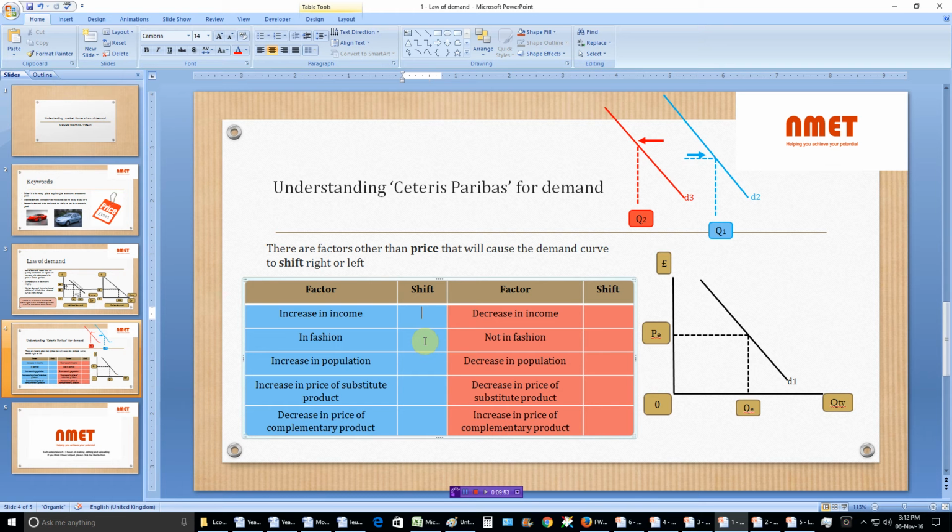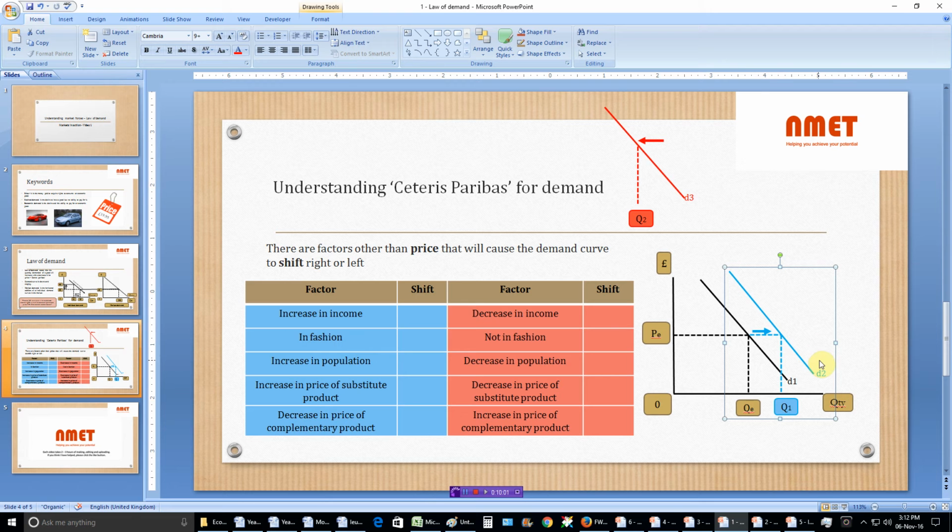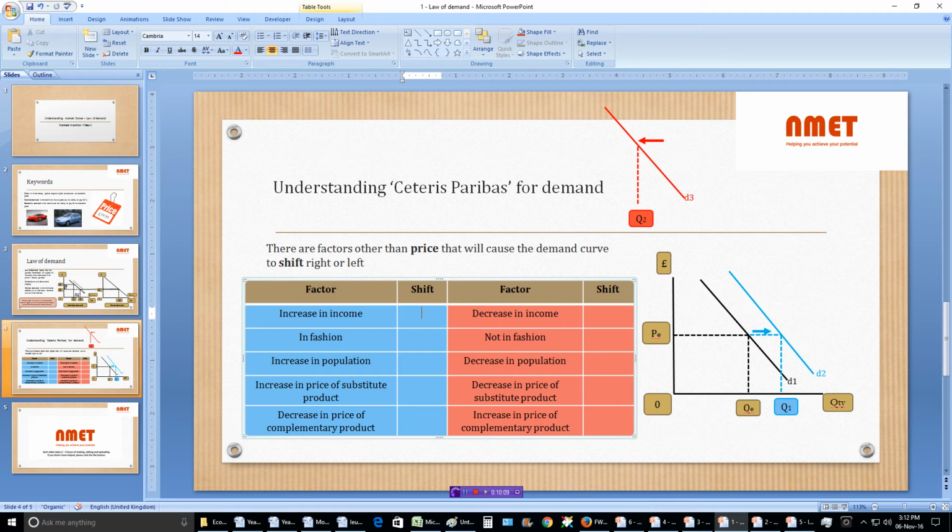Consume more. You consume more. So on this diagram, what happens to the demand curve? It will move to the right from D1 to D2. Why? From QE to quantity 1, you will consume more, so it shifts to the right. If a good is in fashion, you're more likely to buy it. So the demand curve will again shift to the right.